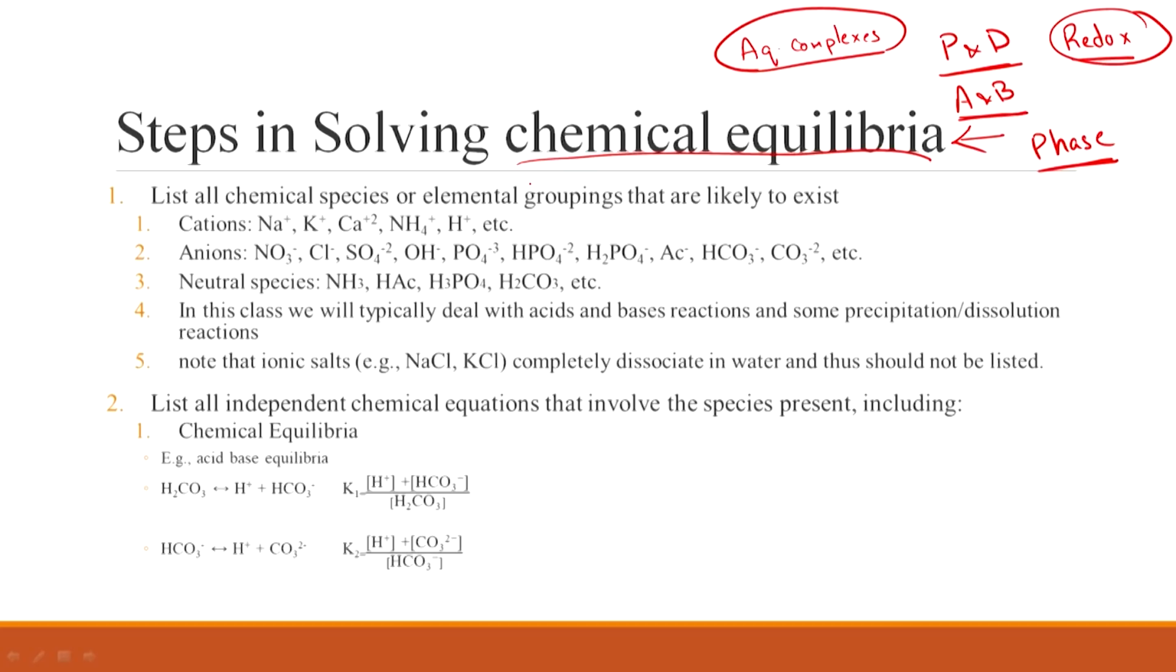Depending on what you know, you have to list all the species that you think will be present at equilibrium. Let us say different cations and different anions, because I said we are going to neglect aqueous complexes and redox, you can limit the number of species out here. So, these are the unknowns, you are identifying the unknowns. Again, cations, anions and neutral species, these are your unknowns. Again, as I mentioned, acids and bases and some precipitation and dissolution reactions only.